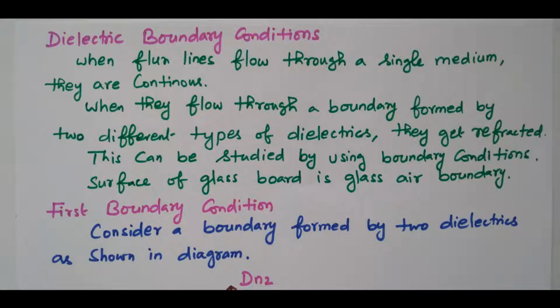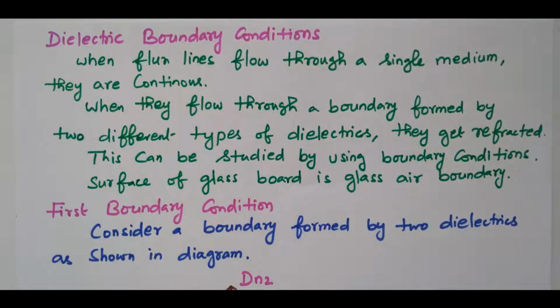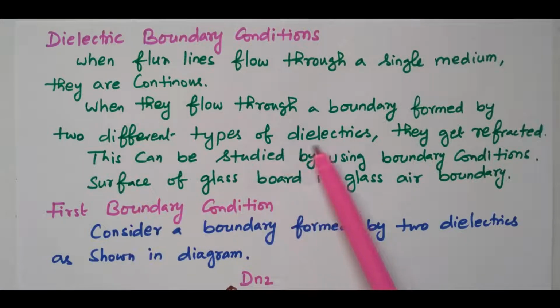So what happens in this boundary? When the flux lines flow through a single medium, they are continuous. For example, if the flux is flowing through a single dielectric, it will be continuous. There is no disturbance. When they flow through a boundary formed by two different types of dielectric, they get refracted. Suppose the flux line is flowing from one dielectric material to another, there may be a chance of reflection, both in magnitude as well as angle.